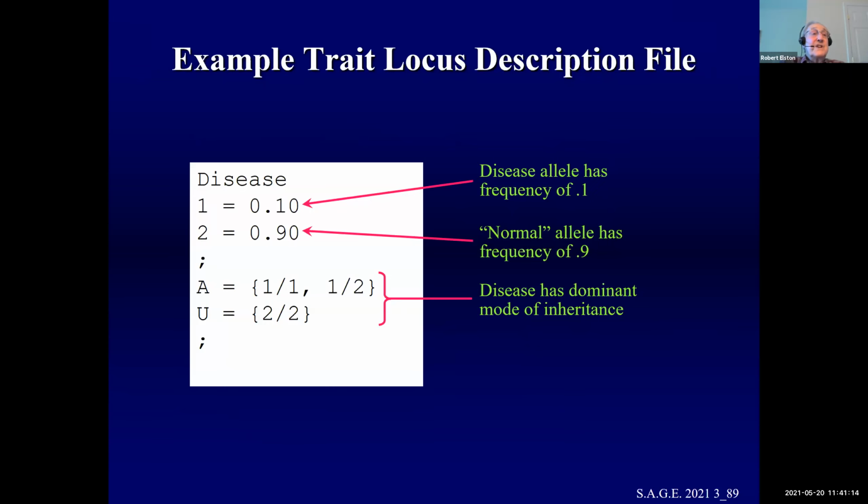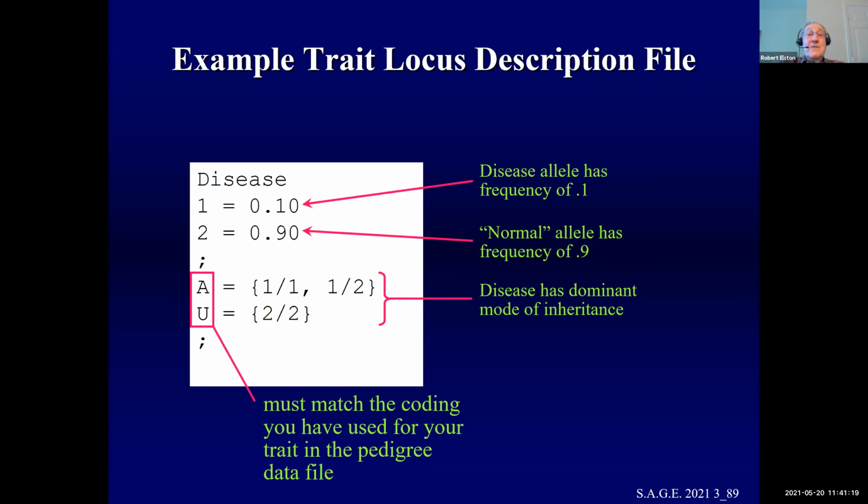So this is the general setup, and then what you have to realize is that you must match the coding you have for your trait in the pedigree data file. Remember, whether it be a trait or a marker, you only observe phenotypes, and they must be what's in your data files. Here in our data file, we have A and U for affected and unaffected.